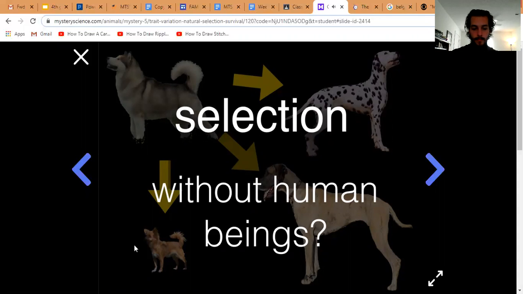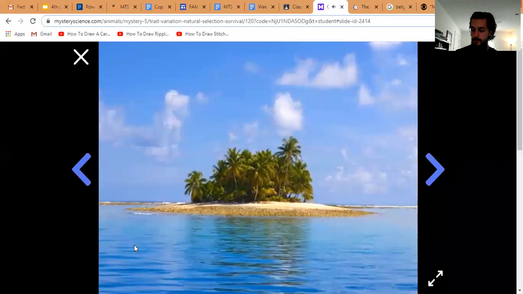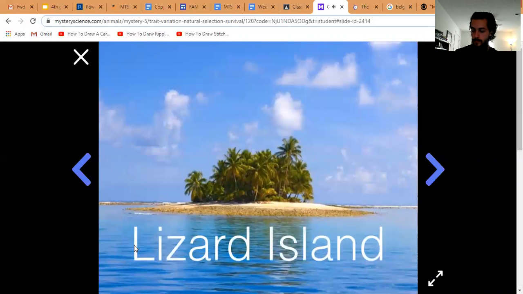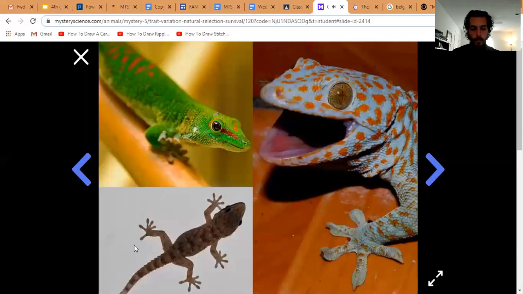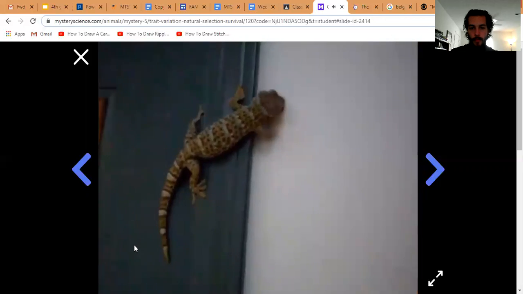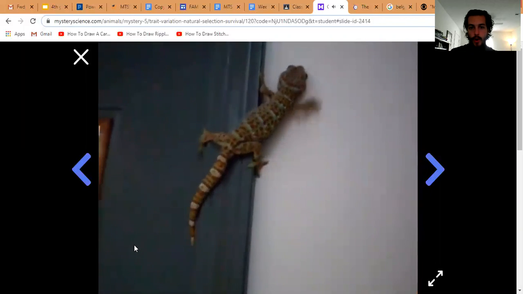In order to find out the answer, you're going to play a game. It's called Lizard Island. Even though it's just a game, it's based on a real place, using real work that was done by scientists. The game involves a story about creatures like these. Have you ever seen these kinds of lizards? They're lizards that can actually climb directly up the side of walls or trees.